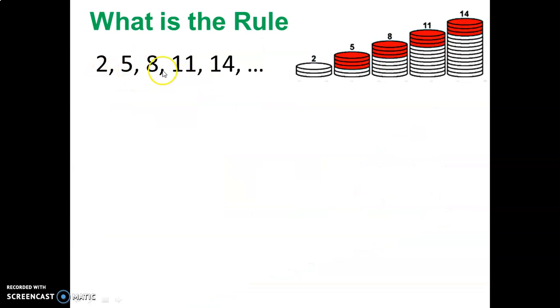We have a sequence of numbers with terms in it. Term 1, term 2, term 3, term 4, term 5. And we see as we follow the terms that each time you go from one term to the next, we're adding 3. Notice we're adding 3 every time.